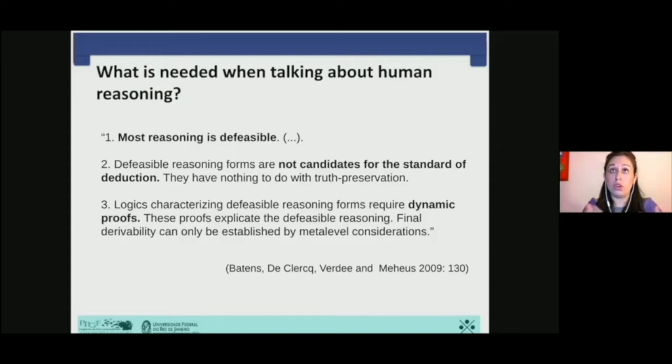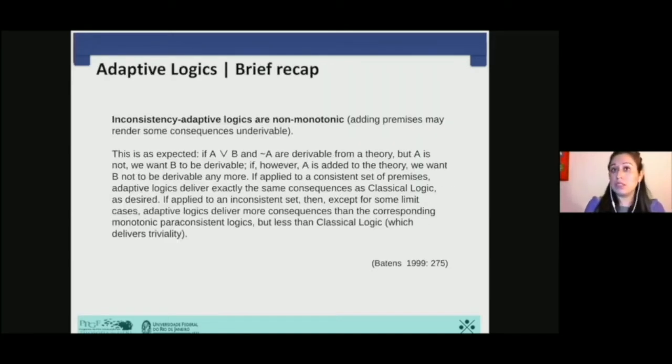We don't want only to have the end result, because we are scrutinizing the reasoning itself. So we want to have all these tools. And adaptive logics rank very well in these aspects. Inconsistency adaptive logics are non-monotonic. This is, adding premises might render some consequences underivable. This is as expected: if A or B and not A are derivable from a theory, but A is not, we want B to be derivable.